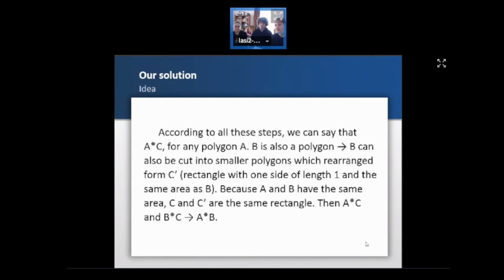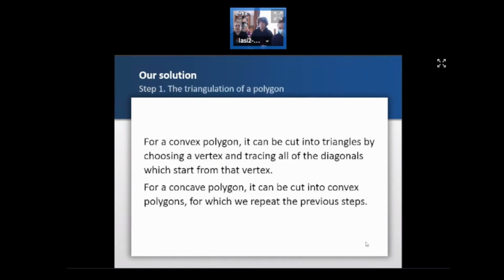According to all these steps, we can say that A can be transformed into C for any polygon A. B is also a polygon, so B can also be cut into smaller polygons that rearrange to form rectangle C prime, a rectangle with one side of length 1 and the same area as B. Because A and B have the same area, it means that C and C prime are actually the same rectangle. So we will use the thing that we proved before. If A can be transformed into C and B can be transformed into C, we get that A can be transformed into B.